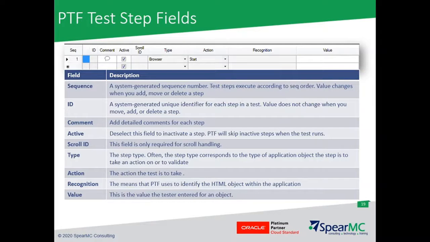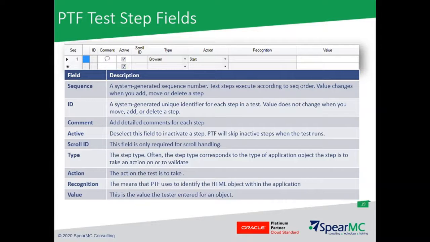A PTF test consists of a series of these steps, and each step is composed of these fields. A sequence, a system-generated sequence number, and tests will execute according to this sequence number. If you move, add, or delete a step, the sequence number is refreshed. On the other hand, you have the ID, which is a system-generated unique identifier for each step. This value doesn't change when you move, add, or delete a step. Test maintenance reports will use the ID value.